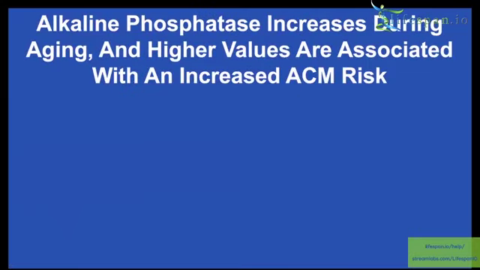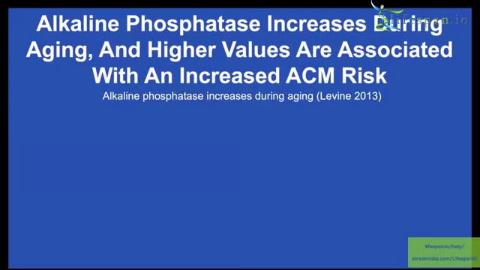So two more biomarkers on the list. Alkaline phosphatase also increases during aging, and higher values are associated with a higher all-cause mortality risk. So first, Levine, again, she found that alkaline phosphatase increases during aging. There are other studies that have also indicated this, but I don't have the time to list them all.